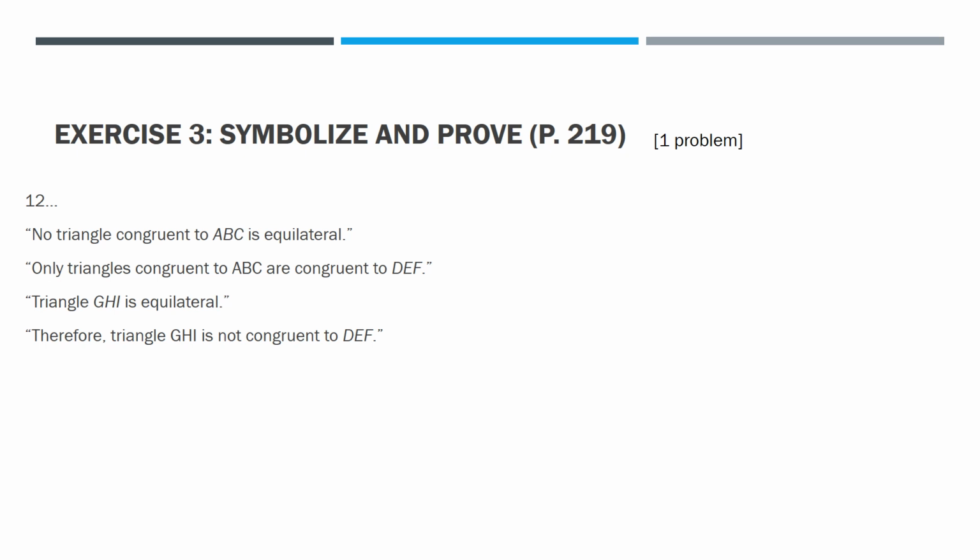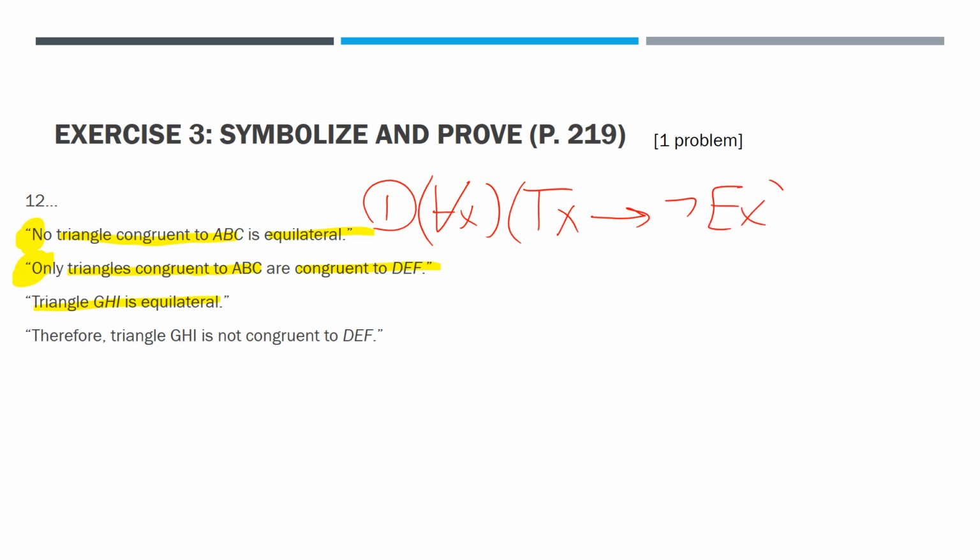It's from exercise 3. We're told that no triangle congruent to ABC is equilateral, that only triangles congruent to ABC are congruent to DEF, that triangle GHI is equilateral, and that therefore triangle GHI is not congruent to DEF. This one's a little bit tricky in terms of how we symbolize it, especially for the second premise. The first premise is straightforward, so we'll say for all x, if x is a triangle congruent to ABC, then it is not the case that x is equilateral.